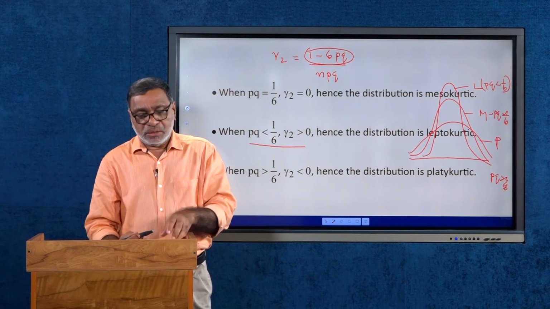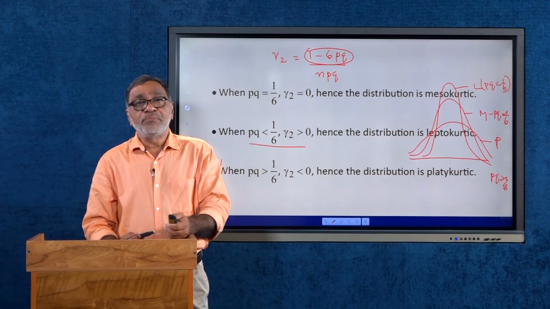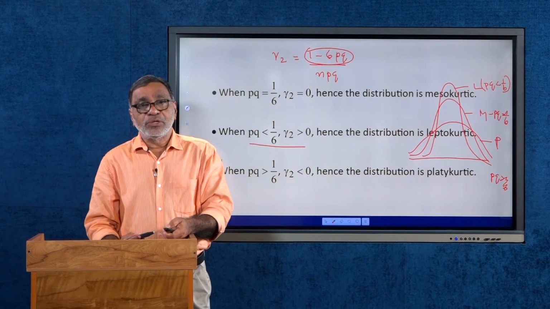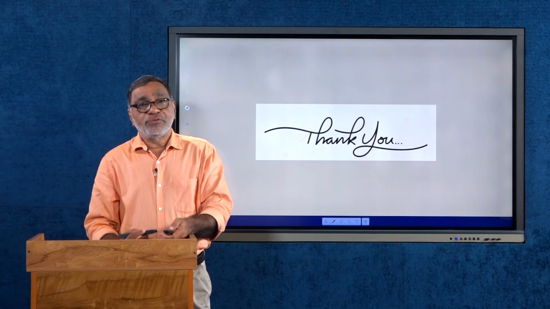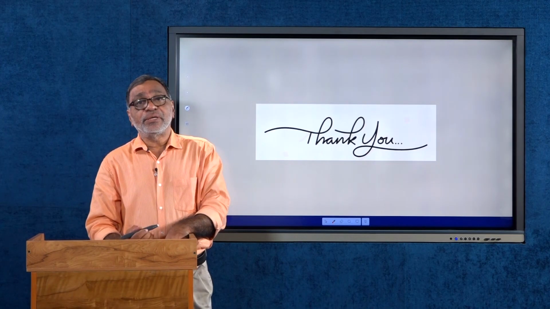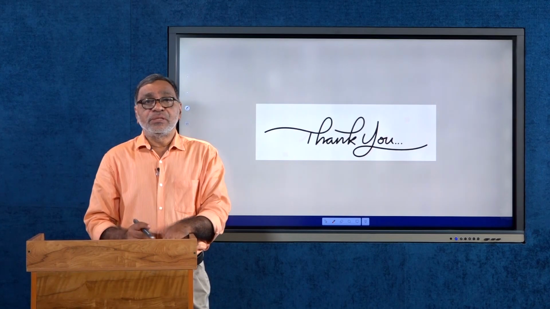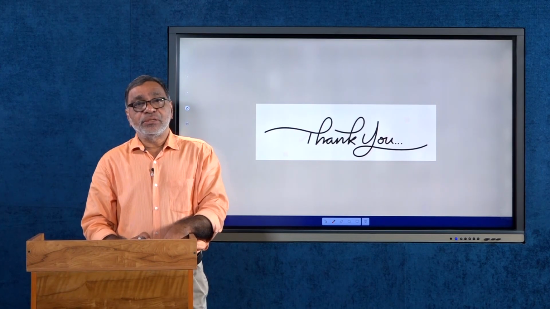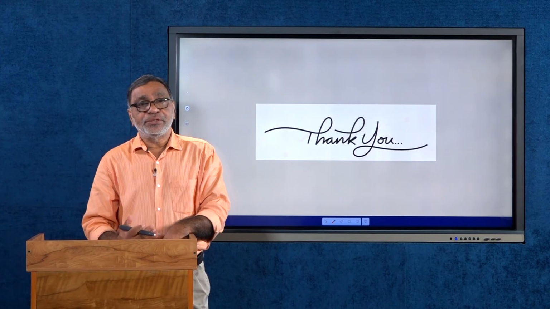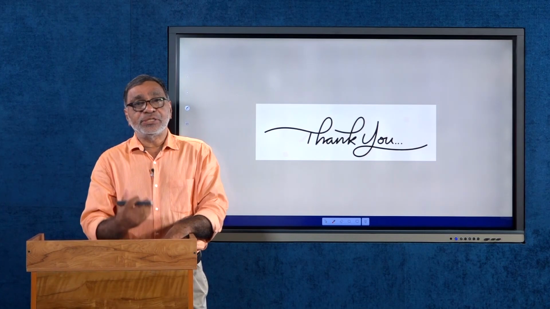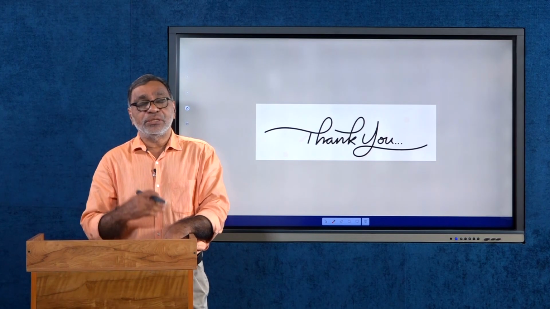So, these are some measures of the binomial distribution with regard to skewness and kurtosis, and we will further discuss the moment generating function, the additive property and other characterizations of the binomial distribution in the next module.